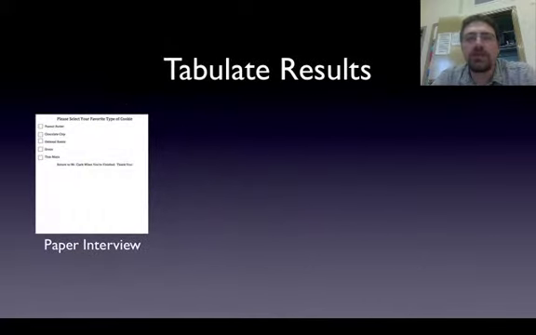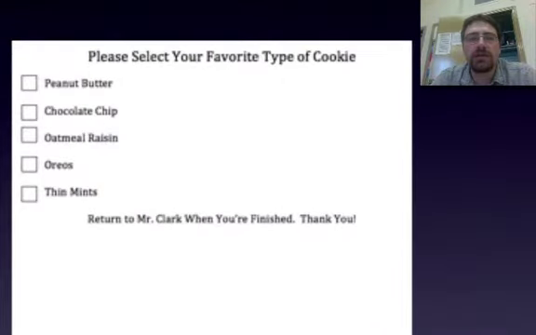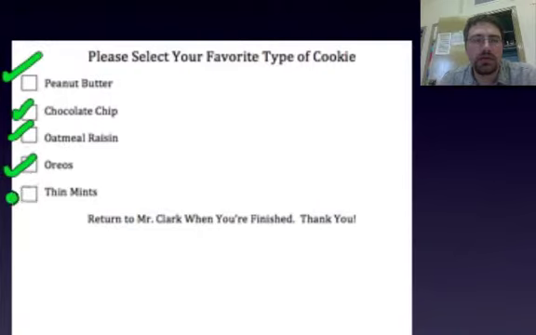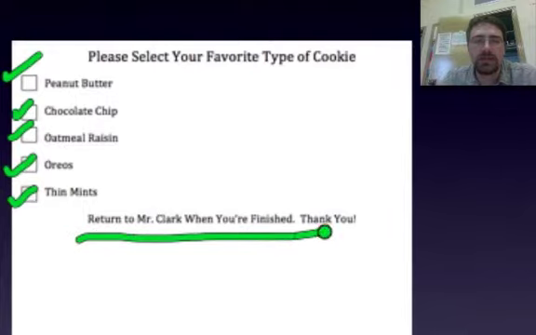Once you've asked your questions and figured out how you're gonna ask them, then you need to tabulate the results. And remember, tabulate just means write down. So I decided to go ahead and do a paper interview for my survey. And you can see the paper interview says, please select your favorite type of cookie. And it gives the options of peanut butter, chocolate chip, oatmeal raisin, Oreos, or Thin Mints. So all the choices that we've already talked about. And then underneath it, it says, return to Mr. Clark when you're finished. Thank you.